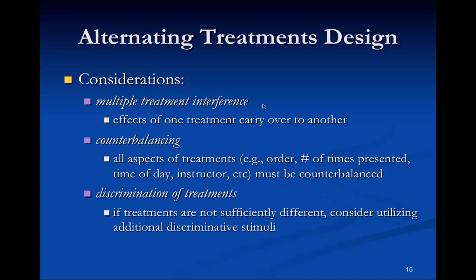So what are some of the considerations with alternating treatment designs? One is you've got to be careful about multiple treatment interference. So in other words, these interventions have to be independent. You can't use something like, oh, we're going to teach the person to do math, and then with one of the interventions they master math, so then therefore they're demonstrating a mastery of math with each intervention that you put in. That would be multiple treatment interference, the effects of one treatment carrying over to another.